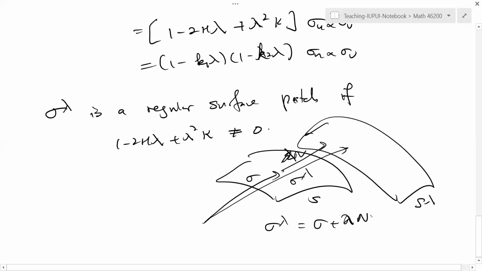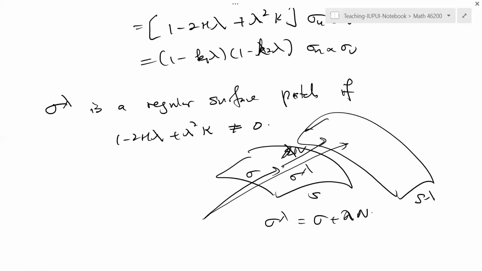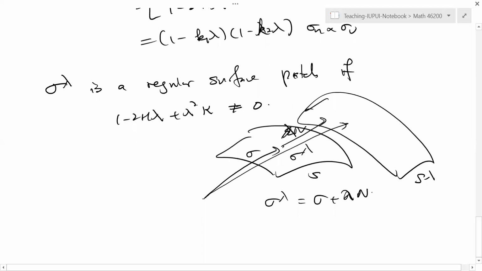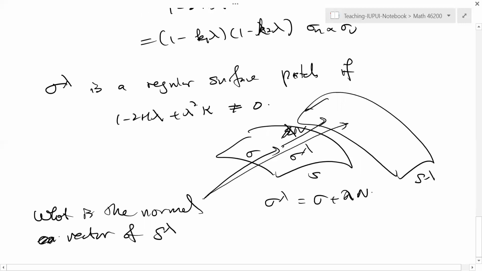All right. So my conclusion is that this is not going to be 0, that's 0. So what is the normal curvature of S? What is a normal vector of S lambda?